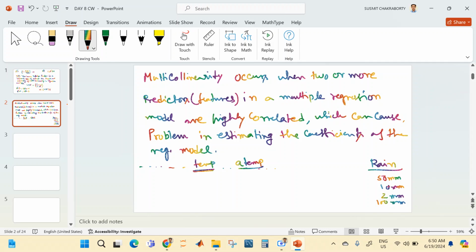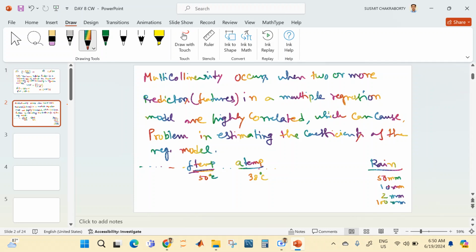So this is the temperature we have felt. Suppose the temperature in Kolkata is very large, around 50 degrees, in today's situation. The real feeling temperature, or F temp, is 50 degrees, while the actual temperature is only 38, 39. That's all. So these two are highly correlated, right?